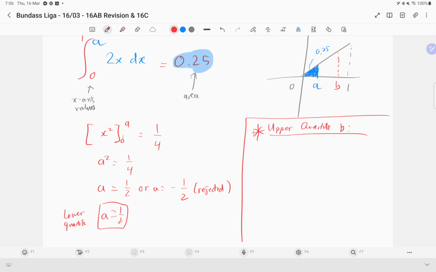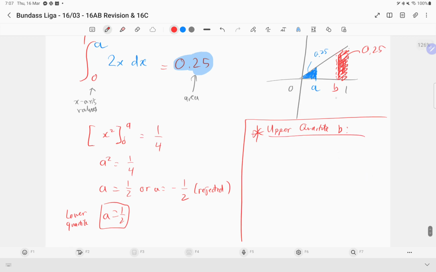B is where the area to the left of it is how much? Or the area to the right of it, from B all the way to 1, is how much? 0.25. Yes, this is also 0.25. The area to the left of B is 0.75, all the way to the left. Yes, you can use 0.75, but I'll show you an alternative version. The area to the right of B should be 0.25 as well.